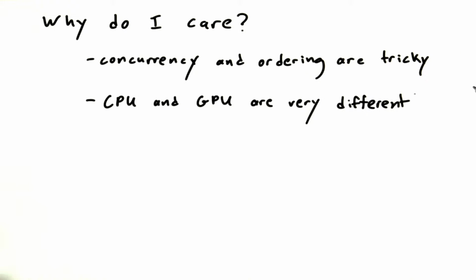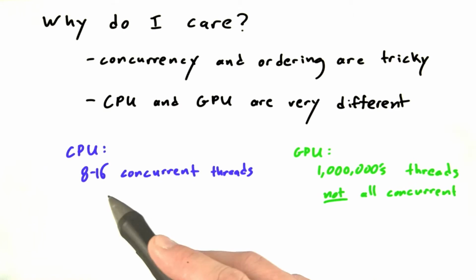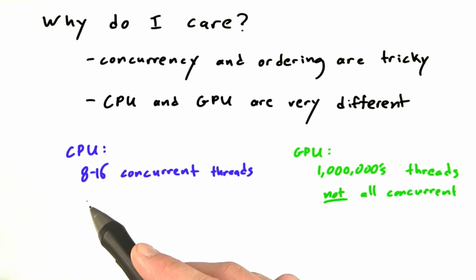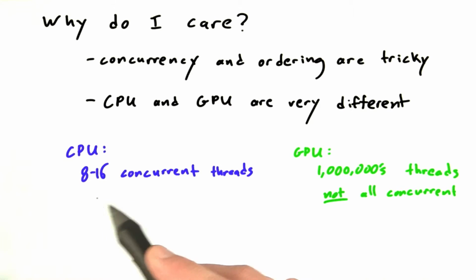I'm also making this point because if you've done any parallel programming on CPUs, modern multi-core CPUs today, then you have a certain way of thinking about parallelism. And actually the CPU and the GPU are very different in this regard, and so it's worth emphasizing this difference. So a modern multi-core CPU with 4 or 8 cores will have 8 or 16 concurrent threads.